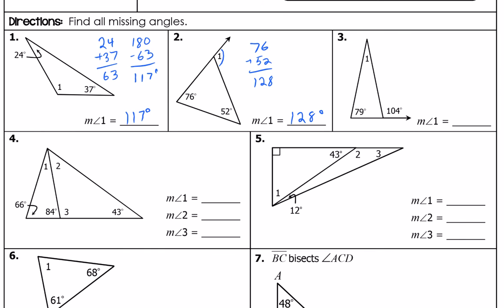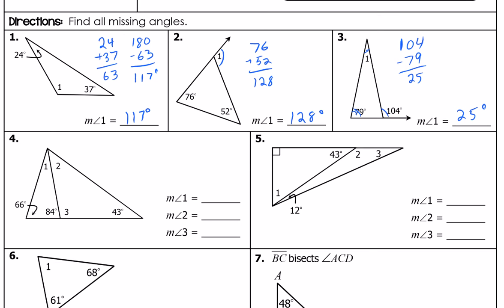On number 3, we're given the exterior angle and one of the remote interior angles. So to find angle 1, the easiest way, since those would be the sum, going backwards would be subtracting. So we would do 104 minus 79. That would end up giving us 25 degrees for the measure of angle 1.